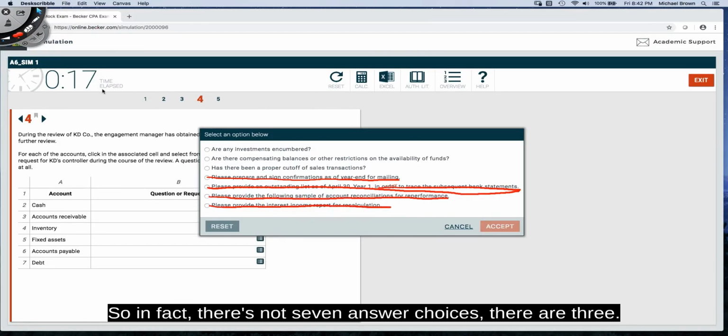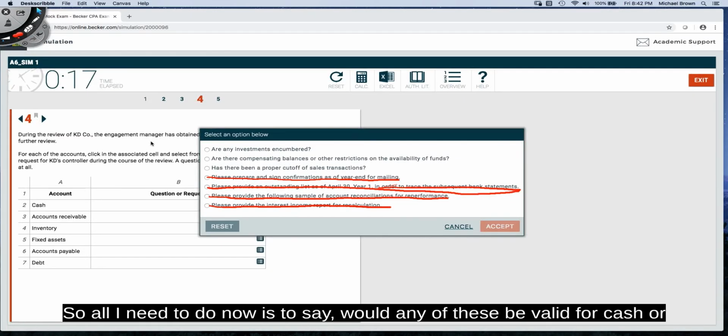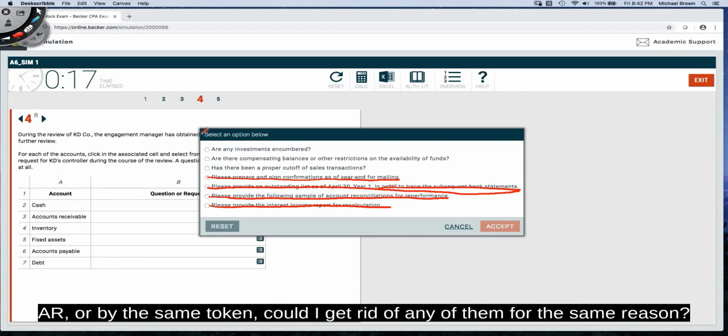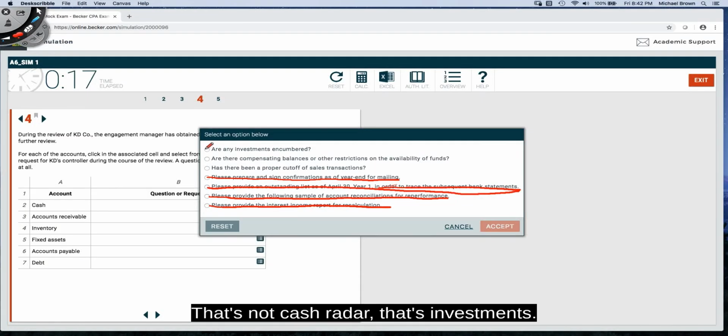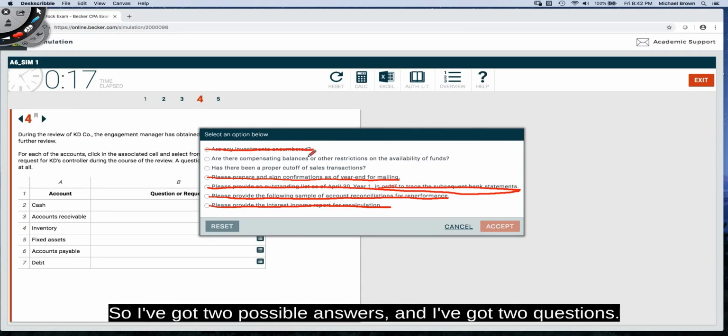So in fact, there's not 7 answer choices. There are 3. So all I need to do now is to say, would any of these be valid for cash or AR? Or by the same token, could I get rid of any of them for the same reason? Yeah, that first one. That's not cash or AR, that's investments. So I've got 2 possible answers, and I've got 2 questions. Seems like that first one, are there compensating balances?